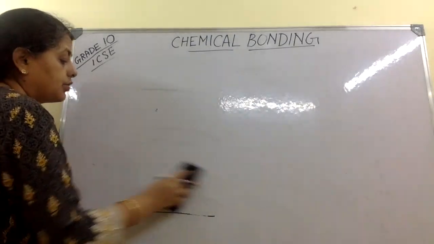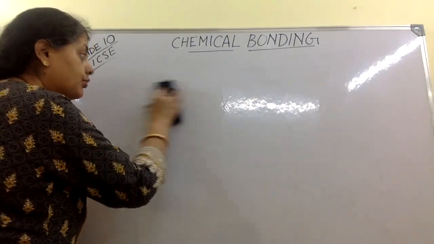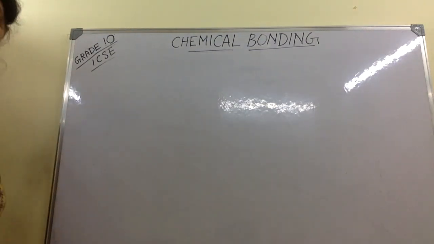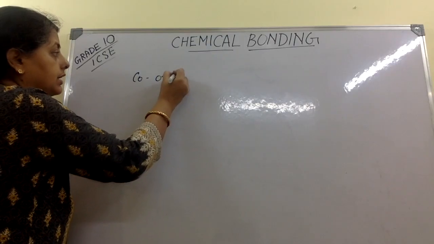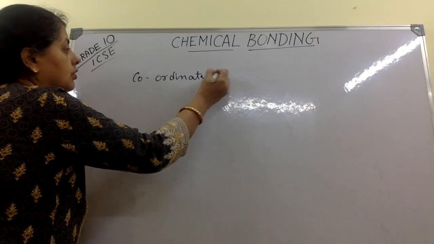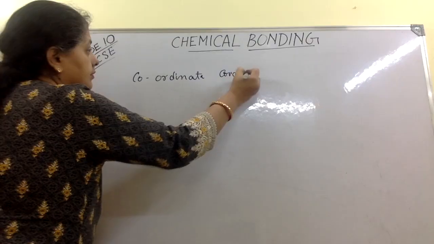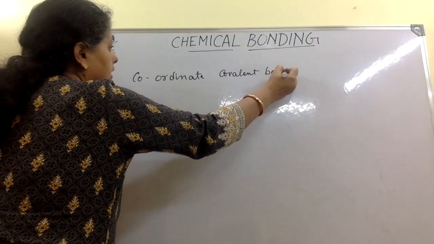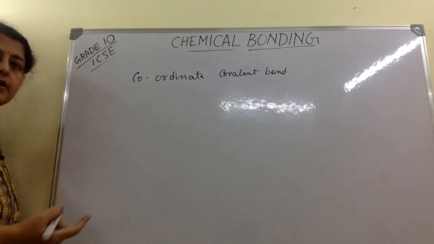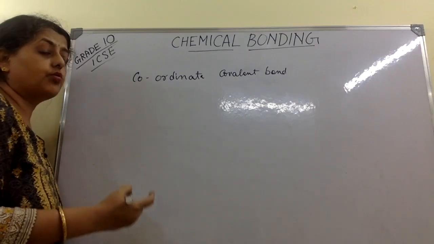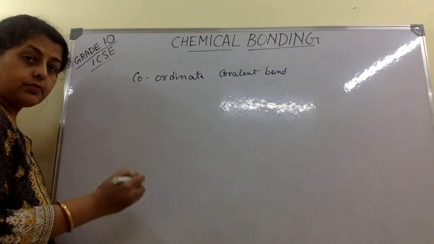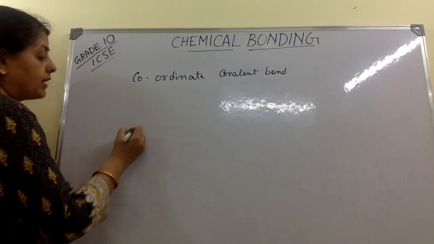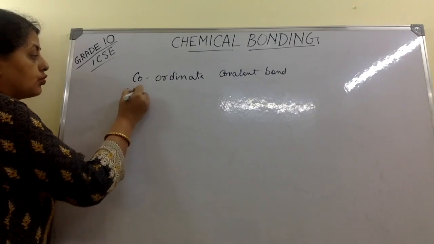Now we are going to do another type of covalent bond, very important, the coordinate covalent bond. Till now we did the polar covalent bond. Now this is the coordinate covalent bond. Let's see what it is. Now we'll go back to the water molecule, H2O.